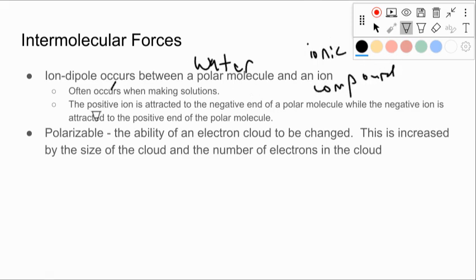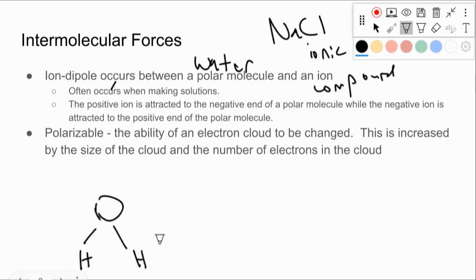So this force comes up a lot later on when we start talking about solutions and dissolving different substances within a solution. And what happens here is, again, if I have water, let's say that I'm using the ionic compound NaCl. So if I have water, this is going to be my partial positive. And this is going to be my partial negative.